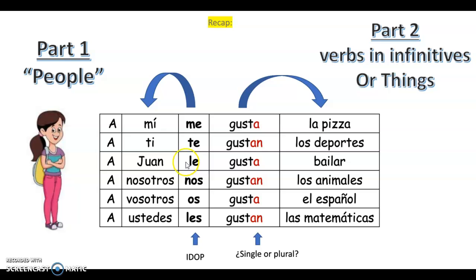So to recap, part 1 refers to people, and your pronouns you have to memorize are me, te, le, nos, os, and les. And then part 2 is the verb gustar, and it's conjugated with gusta or gustan, depending on what is doing the pleasing. If it's plural, it's gustan. If it's singular, it's gusta.